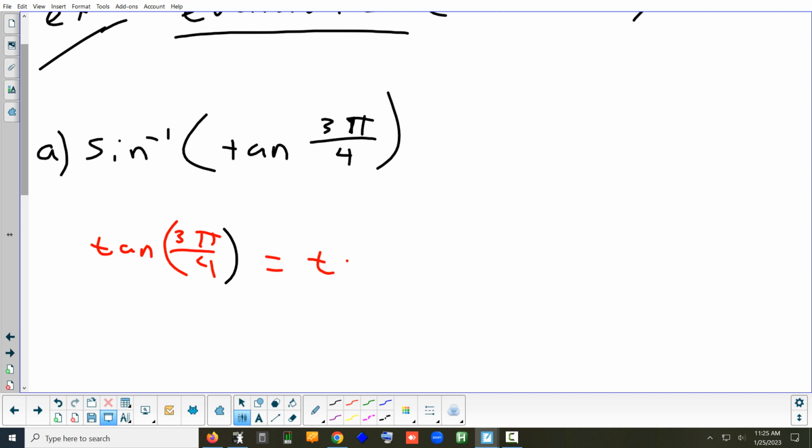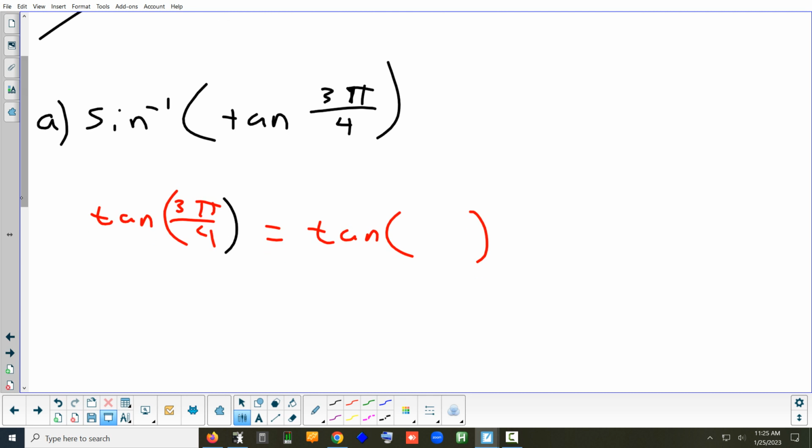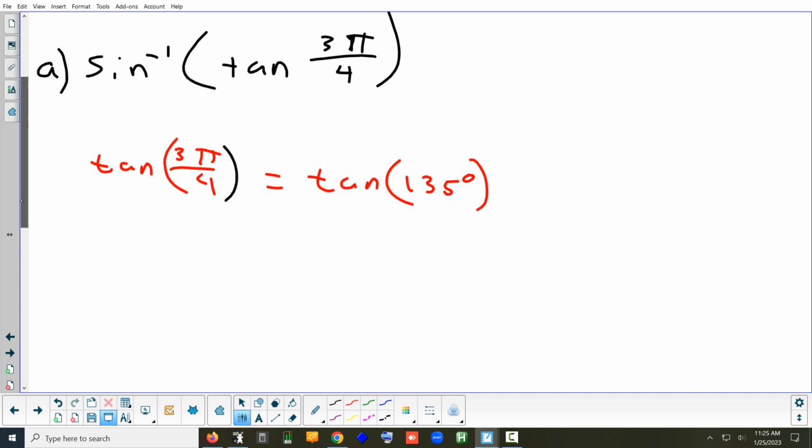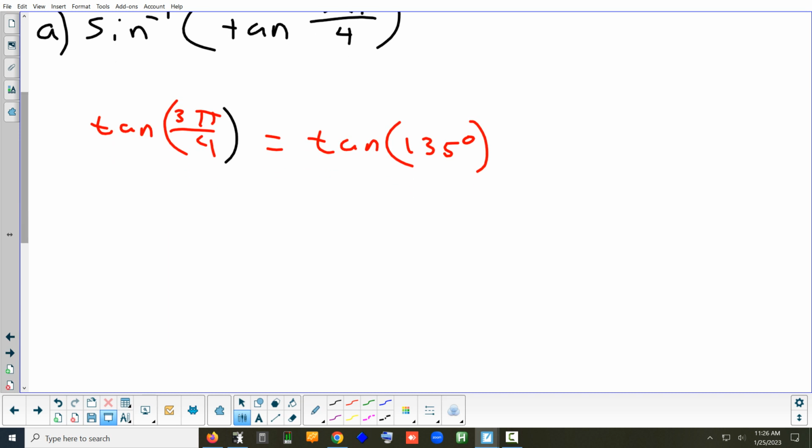What's 3 pi over 4 if you think of it in degrees? Pi over 4 is 45, so 3 times 45, 135. Changing to degrees in this problem, not necessary. We're about to draw a picture and use the unit circle trick. If you can do it with 3 pi over 4, then leave it as 3 pi over 4. If you don't know what that is, you might want to change to degrees.